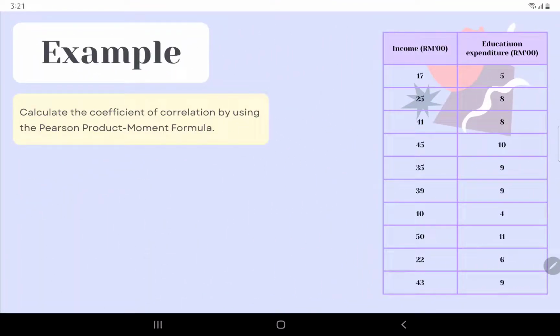Okay, we look at the same example like previous. Yang tadi ada income dengan education expenditure. Example yang sama. But this time we want to calculate the coefficient of correlation using Pearson product moment formula.